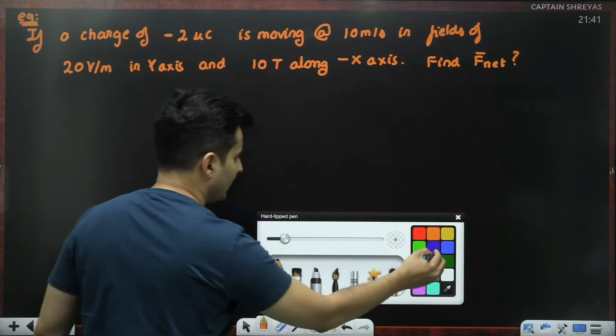That torque always tries to align the magnetic moment in the direction of the field, no matter where it is, and that torque is given by magnetic moment crossed with magnetic field. Magnetic moment crossed with magnetic field. This is the torque acting on it.